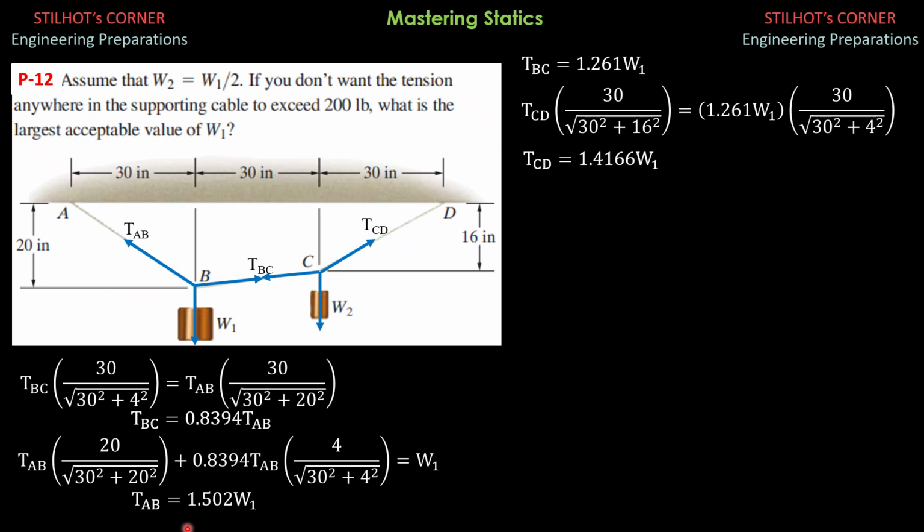So 200 should be greater than or equal to 1.502 W1. So W1 should be less than or equal to 133.2 pounds. So that's it for this problem.